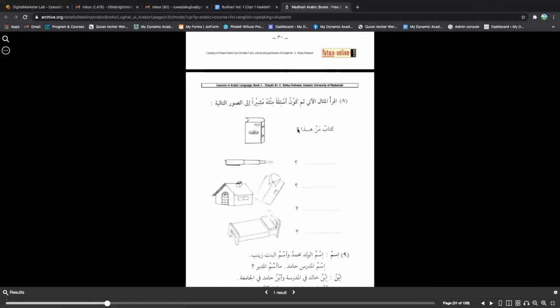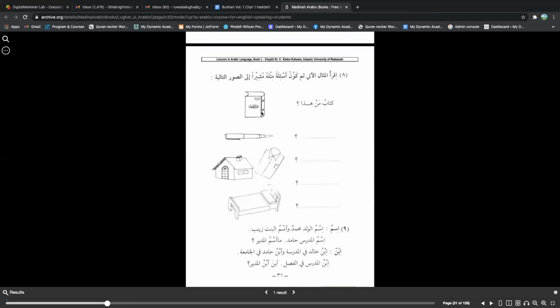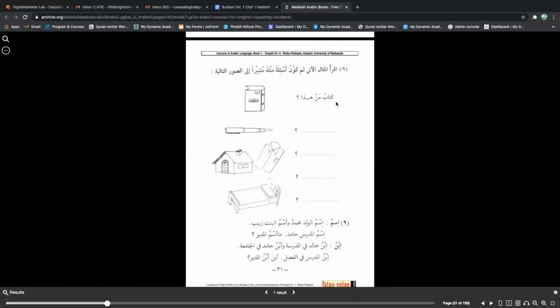Okay, now it says: اقرأ المثال الآتي, read the following example, ثم كوّن أسئلة مثله مشيرًا إلى الصور التالية. So read the following example, then make questions. أسئلة is the plural of سؤال, questions. Make questions like it, meaning this example, indicating to the following pictures. So let's see the example.